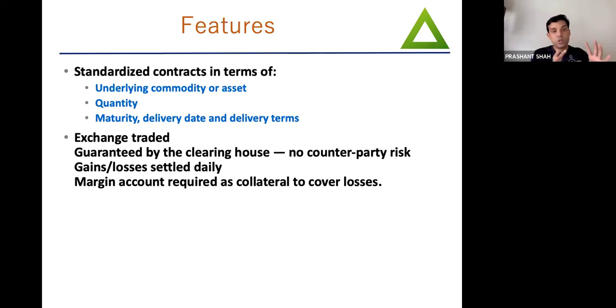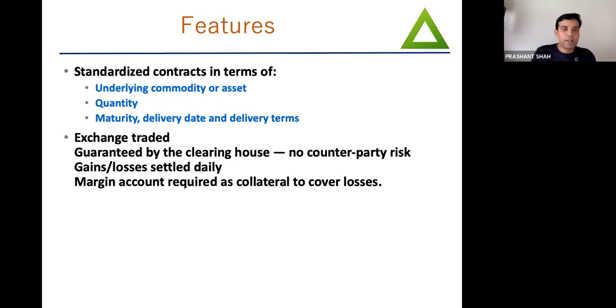So mostly you will find out not the parties with vested interest. Like, I'm a farmer, I'm having rice. I would better be entering into forward than getting into the futures. In futures, you'll find out speculative interest. In forwards, you'll find out more number of hedgers.